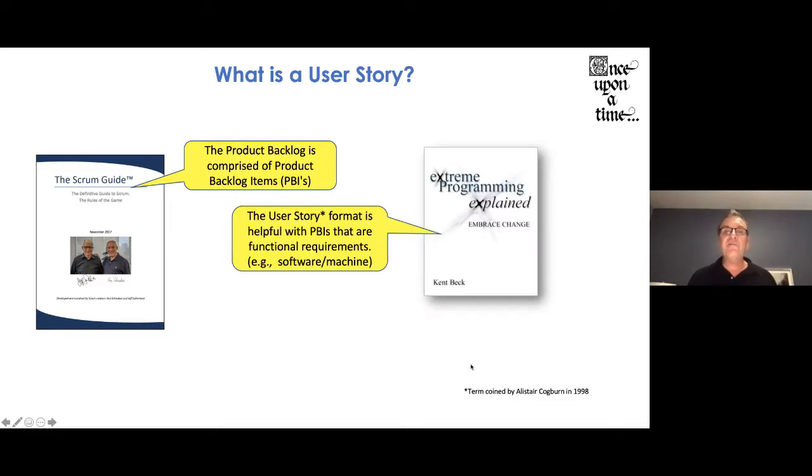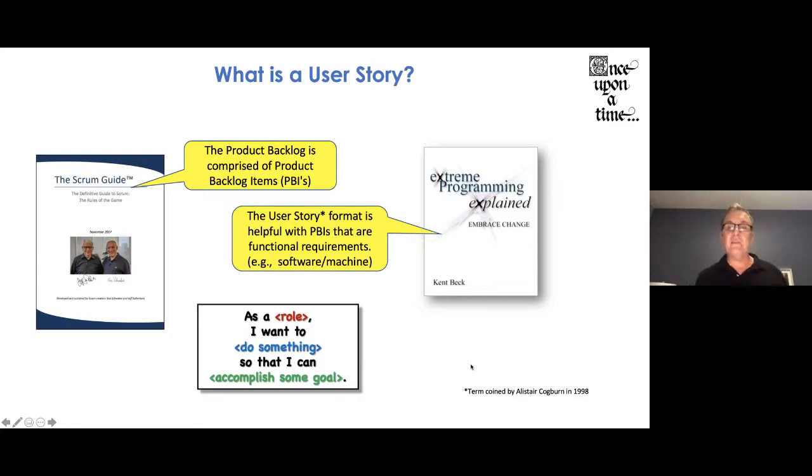The user story format was first explained in Extreme Programming, Kent Beck's book, back in the 90s, but Alistair Cockburn actually coined the term "user story" in 1998. The intent was that it's a helpful format for describing functional requirements, meaning the functions that software or a machine can accomplish.